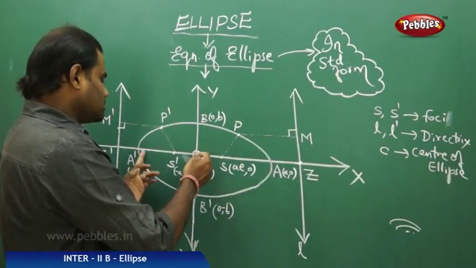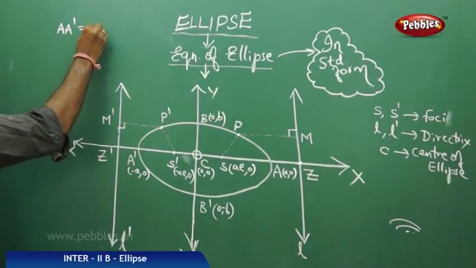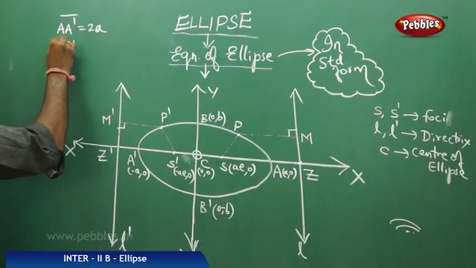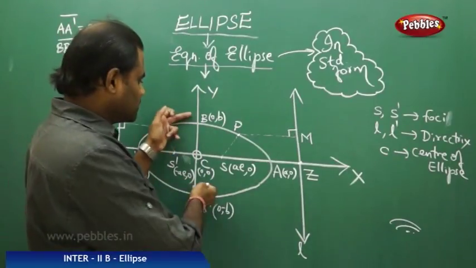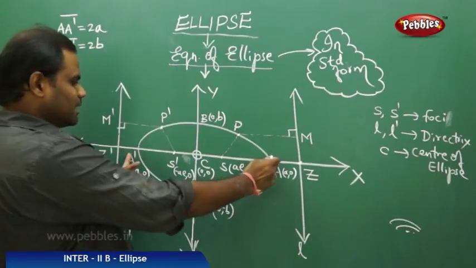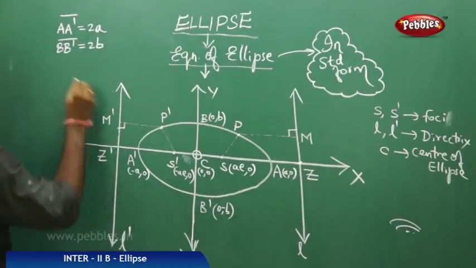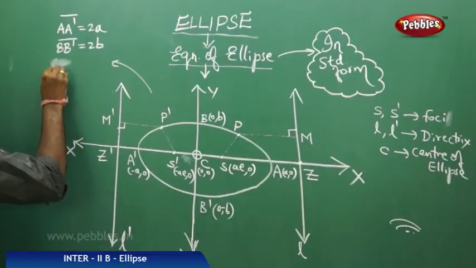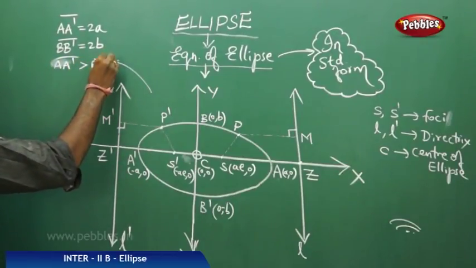So this is A and this is A, so AA dash will be 2A. And BB dash will be 2B, as we can see here. Now clearly I see that this is greater than this because this is flattened and this is bulged. So AA dash, in this case, the condition is that AA dash is greater than BB dash.